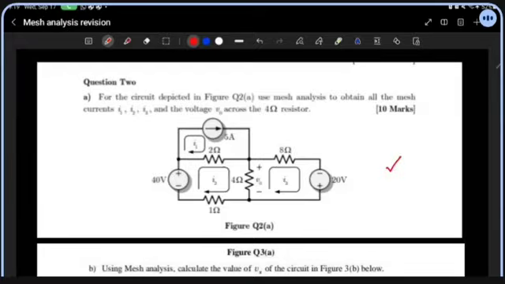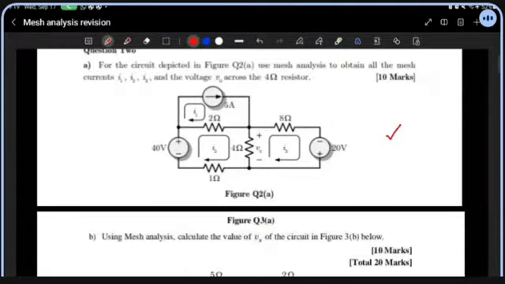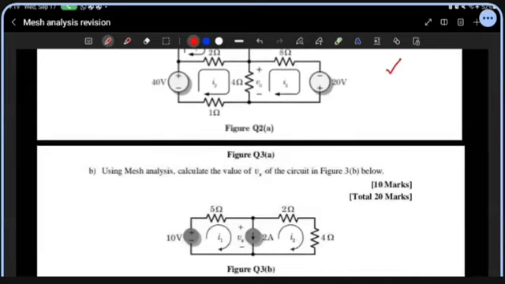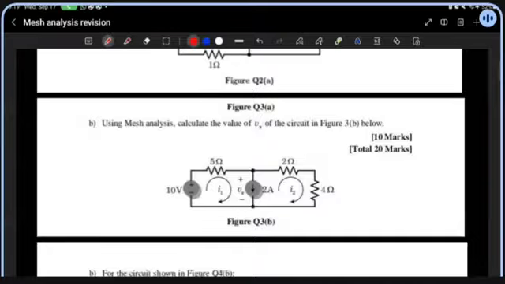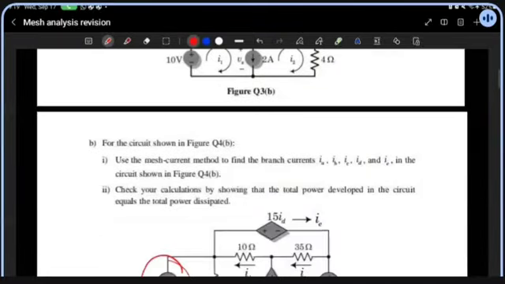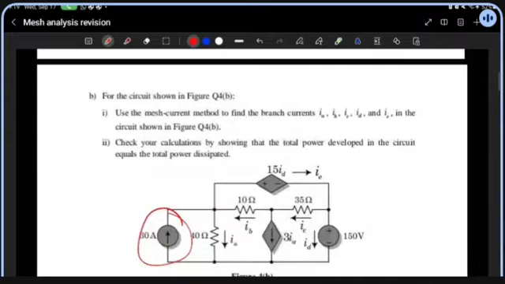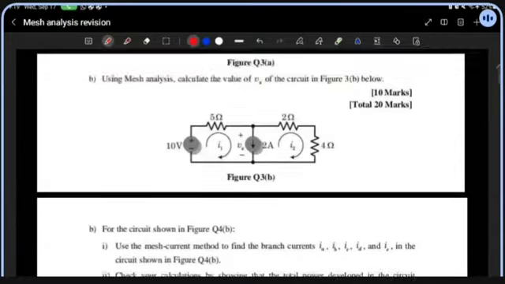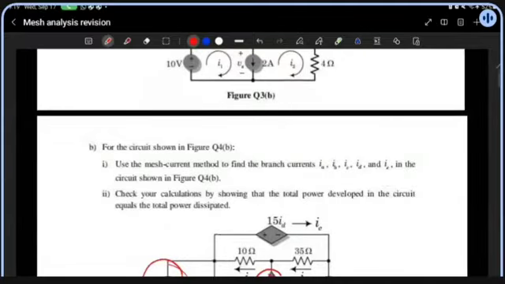Now, the next thing that we're going to do is, what if you had a current source shared between two mesh currents? Well, that leads us into a super mesh, which is what we have here. This is a basic question to help us understand that idea. We still have something a little bit more involving in form of this question. Just like the previous one, it has a current source shared between two mesh currents.